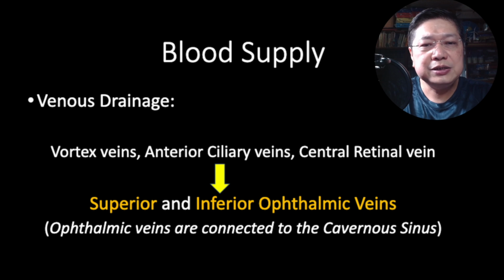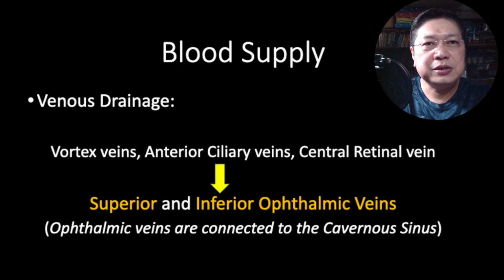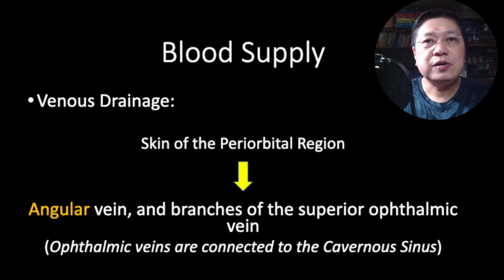The venous drainage starts from the vortex veins and going into the anterior ciliary veins, the central retinal veins, and is now going to the superior and the inferior ophthalmic veins. Okay, so I need to remind you that the ophthalmic veins are connected to the cavernous sinus. The skin of the periorbital region, the areas around the orbit, in particular your eyelids and the small area around the eyelids, drain through the angular veins and into the branches again of the superior ophthalmic vein.